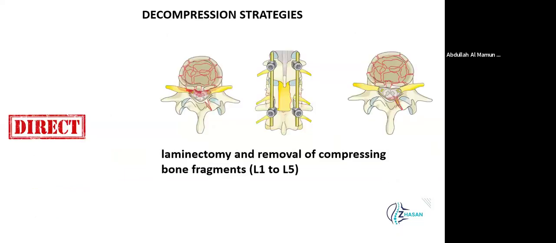Now, what is direct decompression? In direct decompression you have to decompress everything. The retropulsed fragment which is causing the deficit, you have to remove from the canal directly. So you have to do the laminectomy and removal of the compressive fragment. If you go for only posterior decompression and do not take out the compressing bony fragment, that is not direct decompression. That is just a modification. You have to have removed the retropulsed fragment. So this is one type of direct decompression.